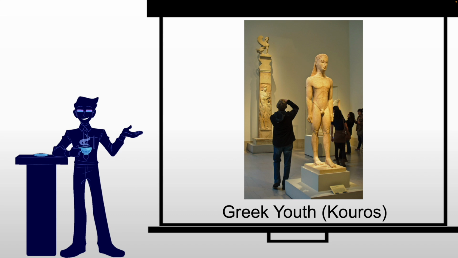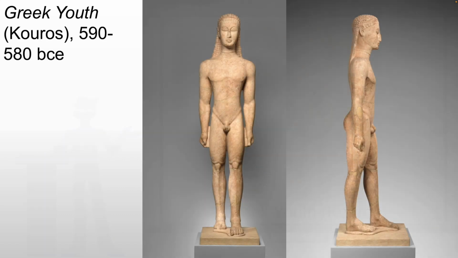The Greek youth, Kouros, or New York Kouros, there's lots of terms for it, is created out of marble. So we've moved from the bronze of the Apollo to the marble of the Kouros. And we saw the Lady of Auxerre in marble as well. And this is probably a funerary statue, a grave marker, a representation of the deceased. Not an unusual idea in the ancient world.